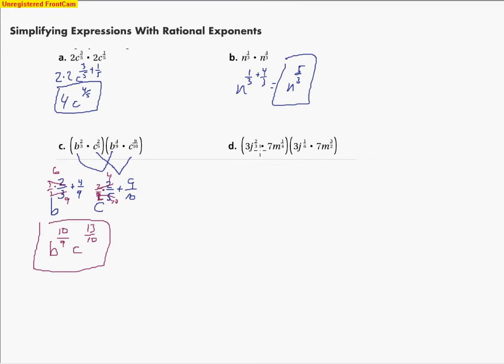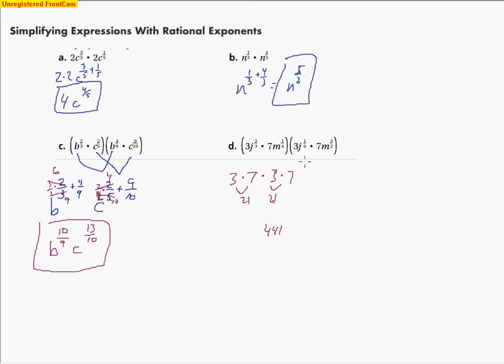Taking a look at the next one, same sort of thing. We take all of the numbers. Doesn't matter that the 3 is in front of a j and the 7's in front of an m. You're just multiplying all of those common bases. So when we go ahead and do that, looks like we have 21 and 21, and that gives me 441.